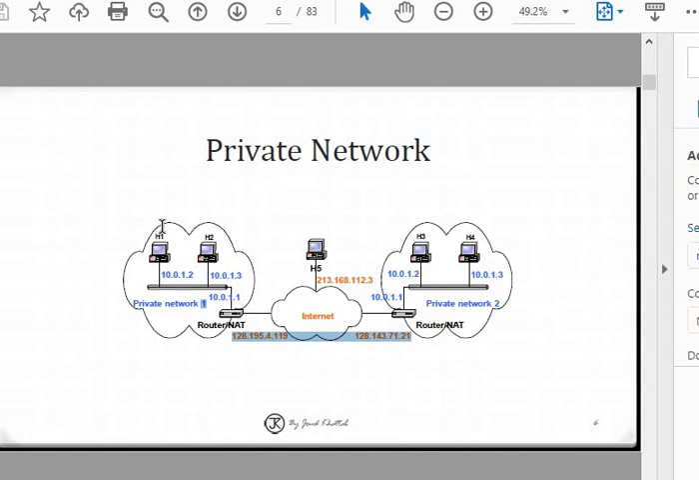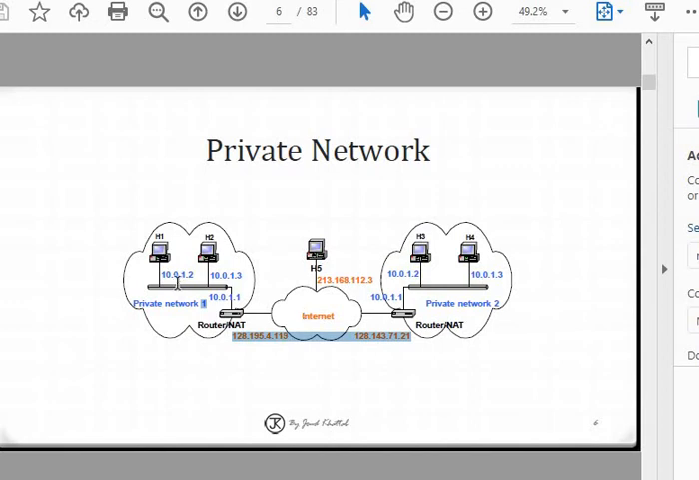What you are seeing here, H1, H2, H3, they have IP addresses that are local. Those IP addresses are local to the network. So what I'm saying is, let's say from the internet I access this IP address, 10.0.1.2, it will not be accessible. But from the internet, let's say I'm at my home, and if I want to access this IP address, 128.195.4.119, it will be accessible.